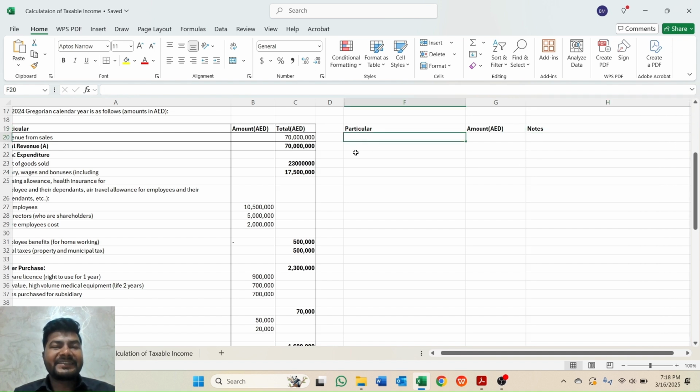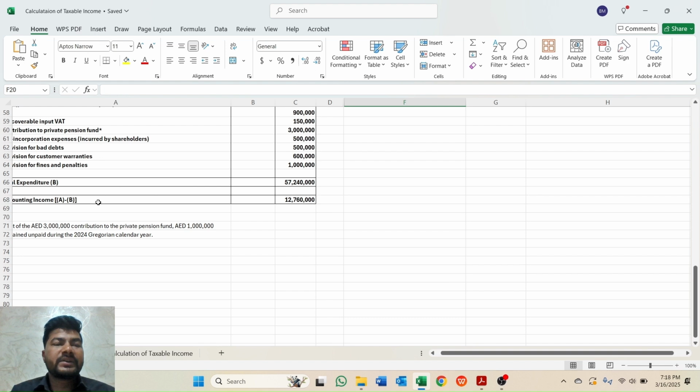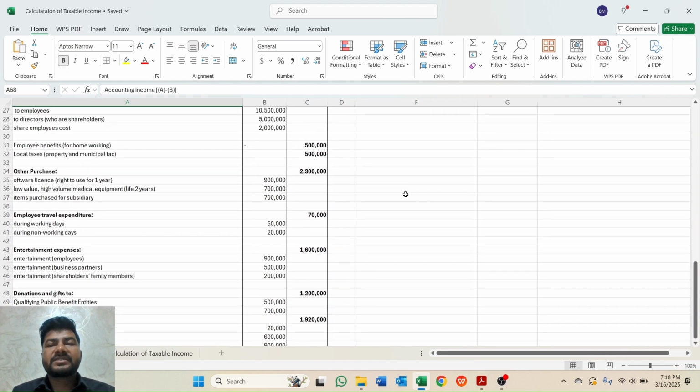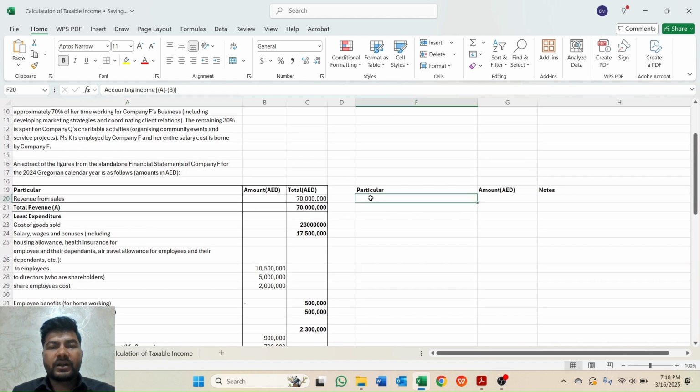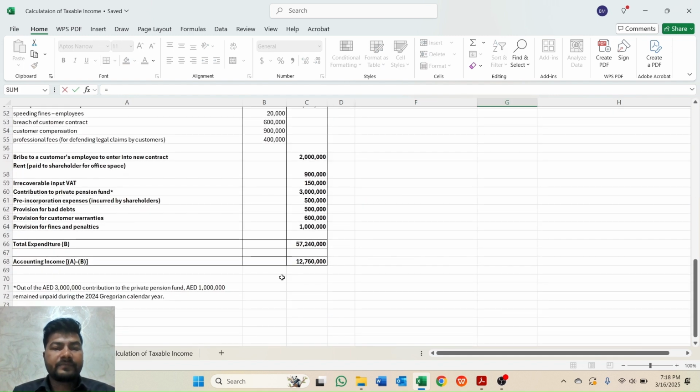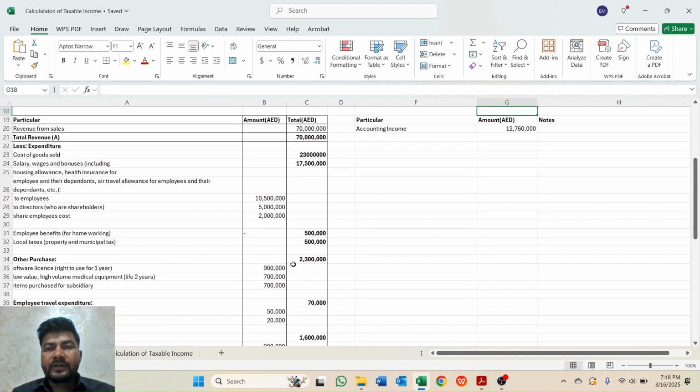First of all, we'll start from the accounting income. Total accounting income is 12.76 million. So accounting income, we can directly link this from here.